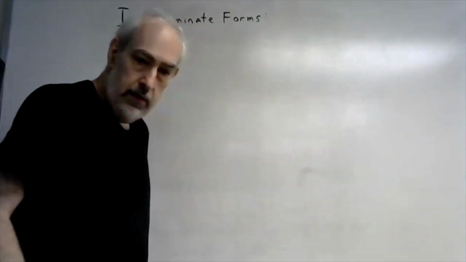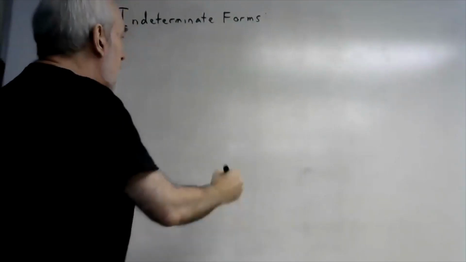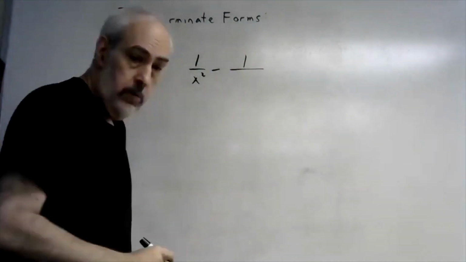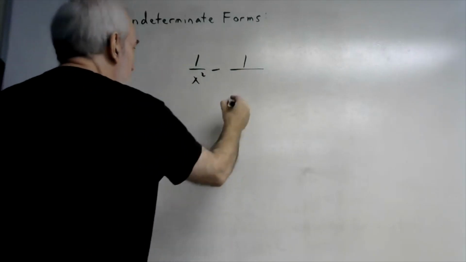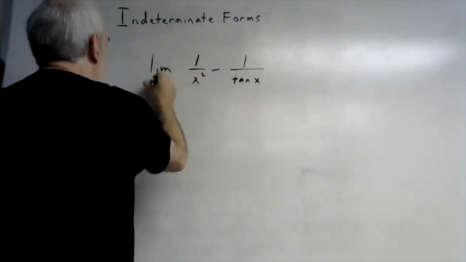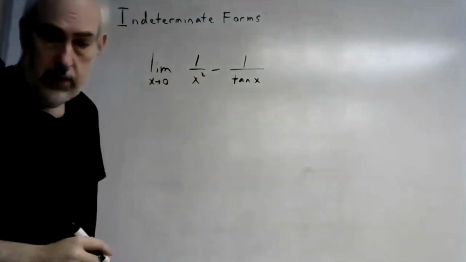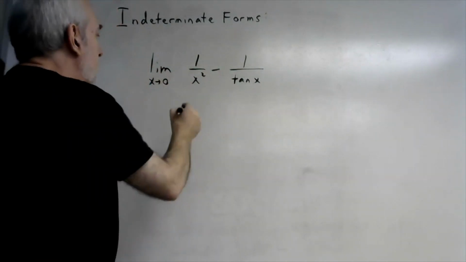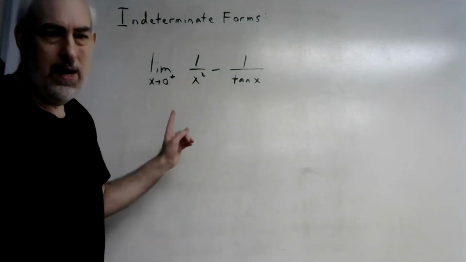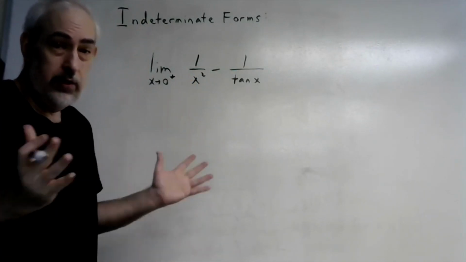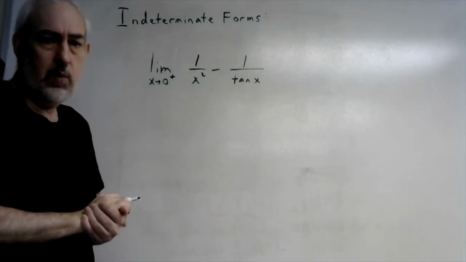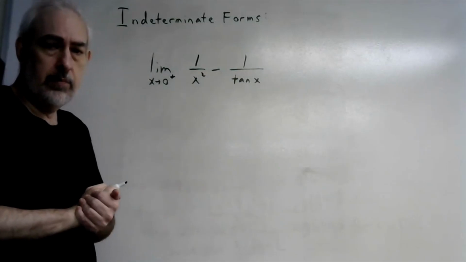Let's look at another problem. Okay, this is going to be 1 over x squared minus 1 over tangent of x. And we're going to be doing a limit as x approaches 0 from the right. Now, I suspect this time it probably didn't matter whether it was right or left, or they could have just said x approaches 0. I think that would have been okay. But anyway, let's just stick with 0 from the right.